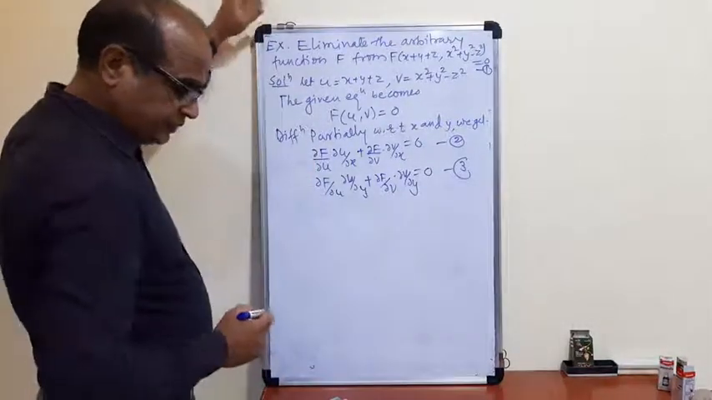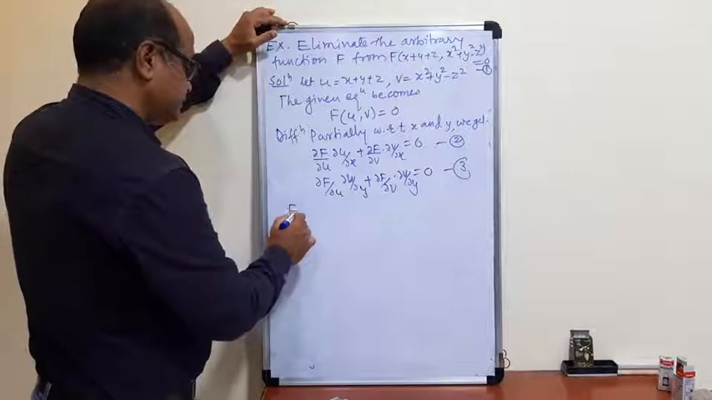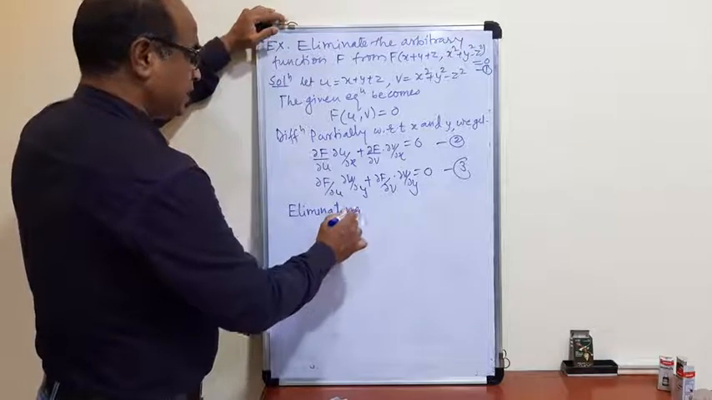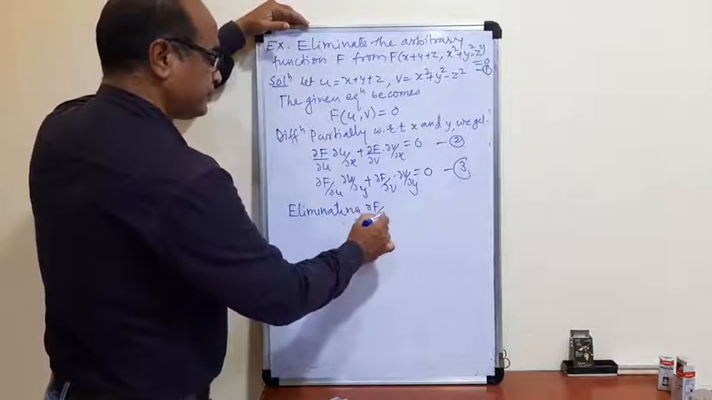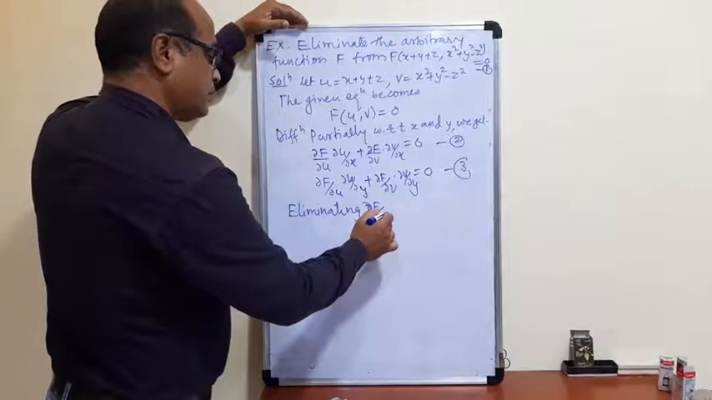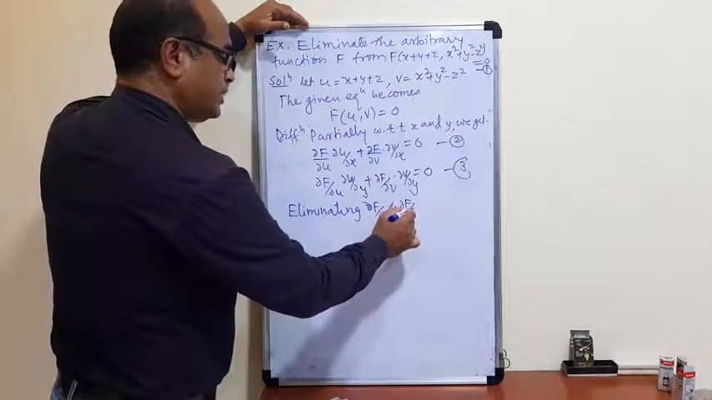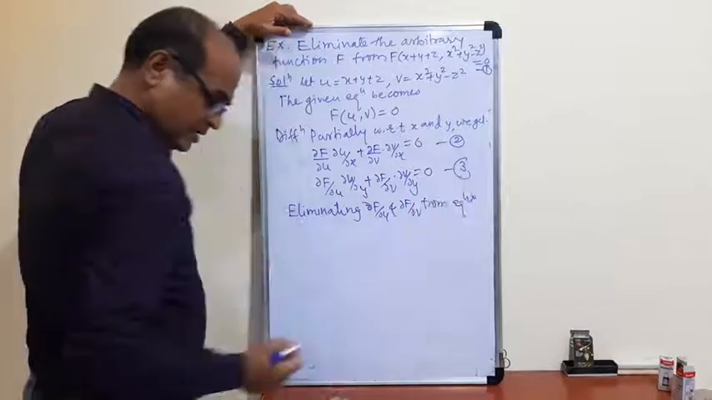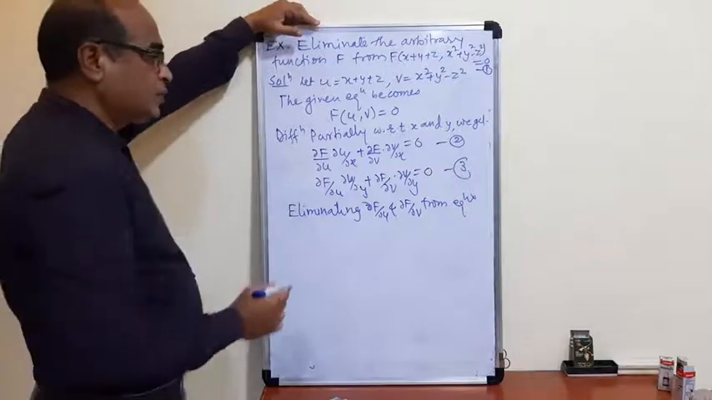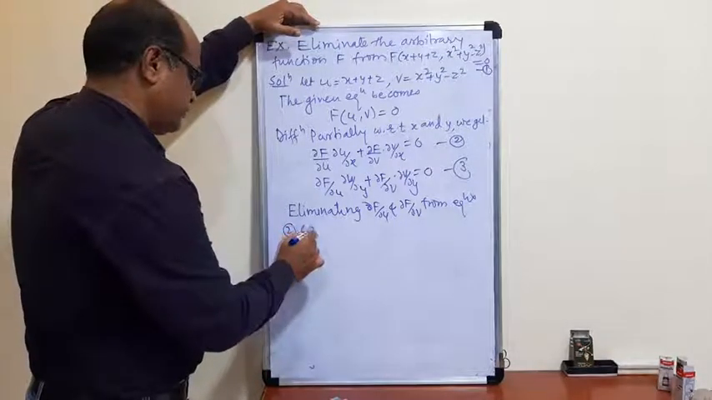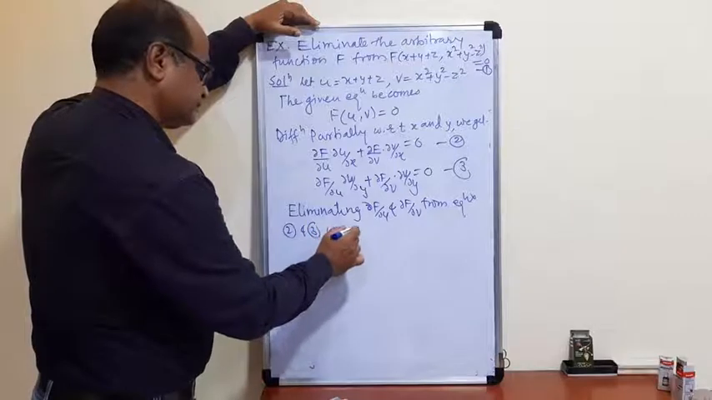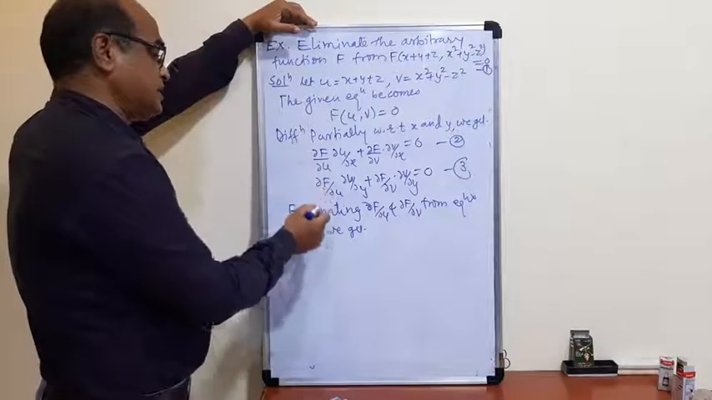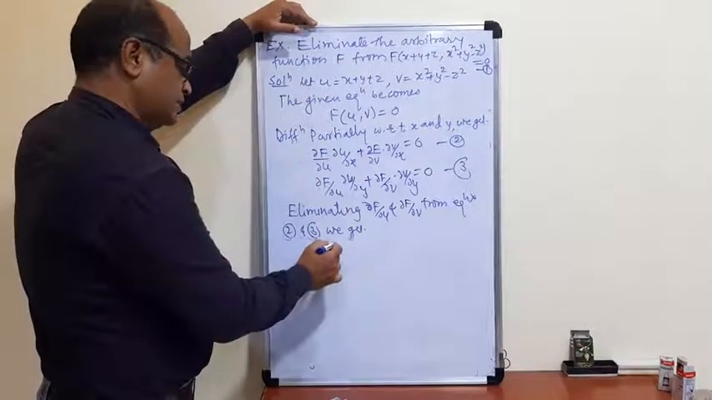So eliminating dou f by dou u and dou f by dou v from equations 2 and 3, we get what? So that is eliminating this. So that is what here? So dou u by dou x.